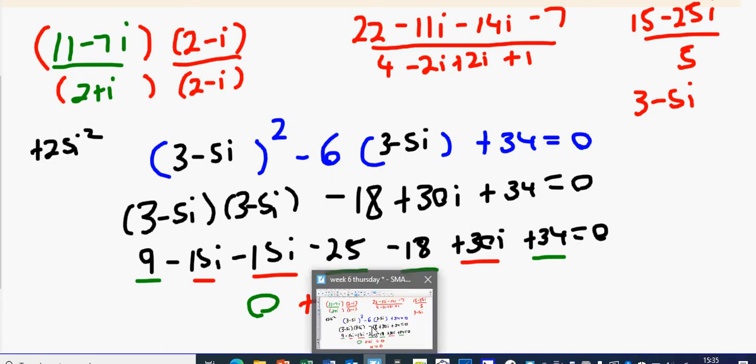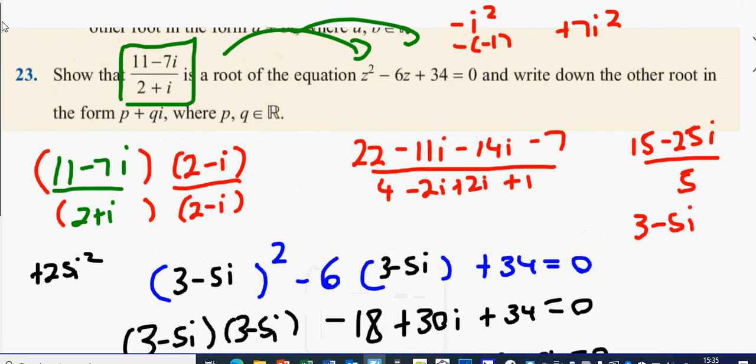Next, you have to do the minus b formula, and you're done. So let's do the minus b formula there, and you're done for the day.